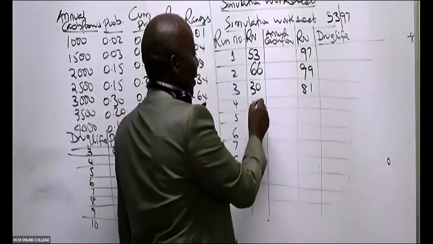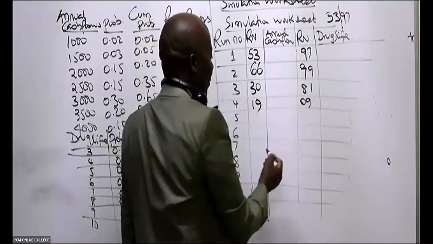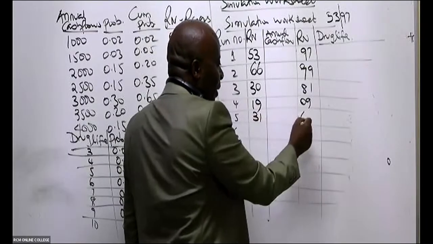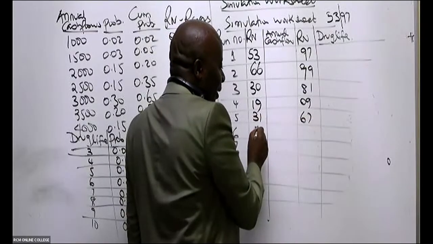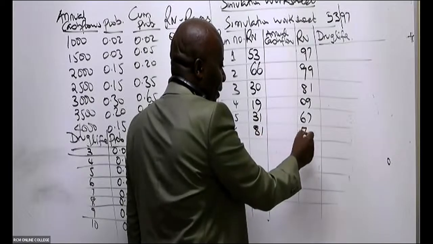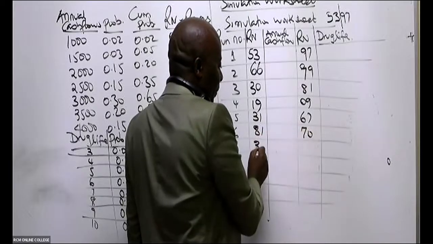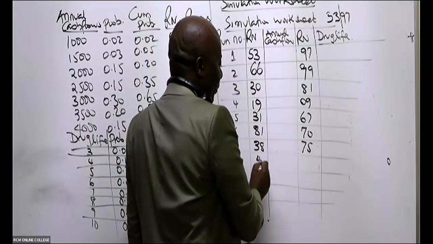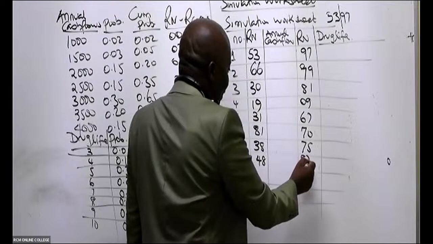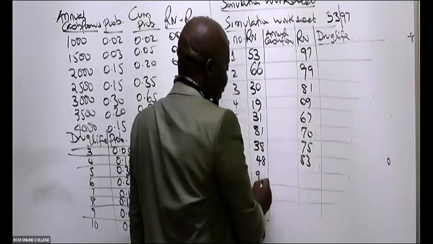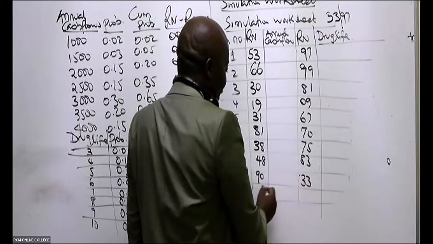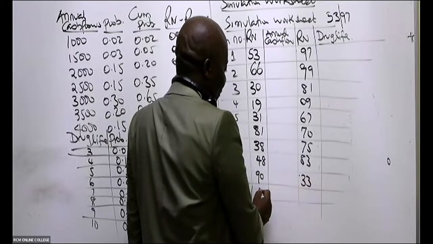1909. 3167. 81, 70, 38, 48, 83, 90, 13, 33, 58.